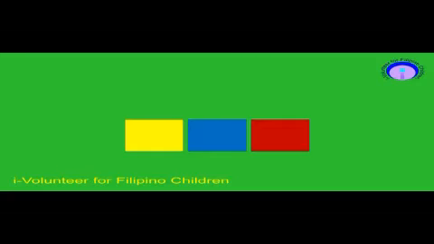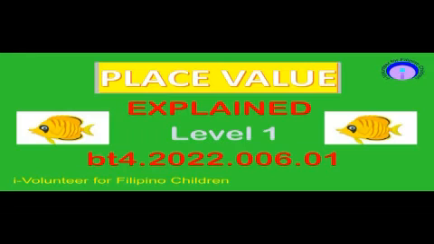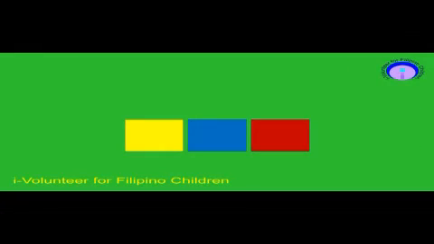That will be our lesson for today. In this video, I am going to explain the first three place values of a certain number. We will be using three squares to represent the different place values: red for the ones, blue for the tens, and yellow for the hundreds. Just remember that each square will allow only one digit.